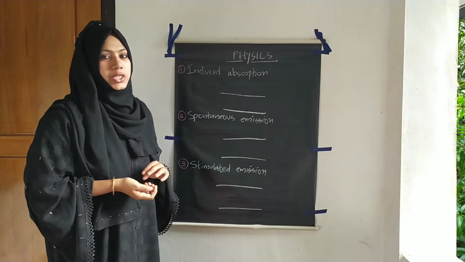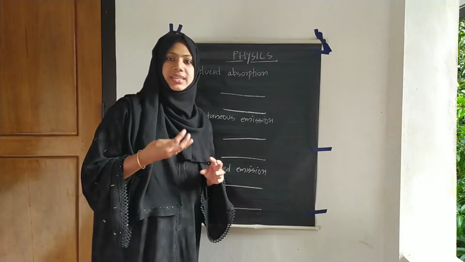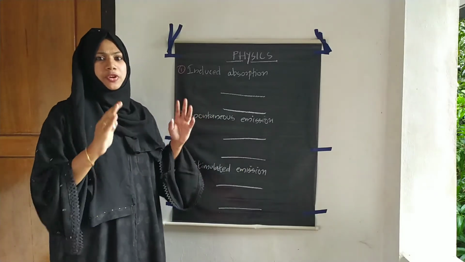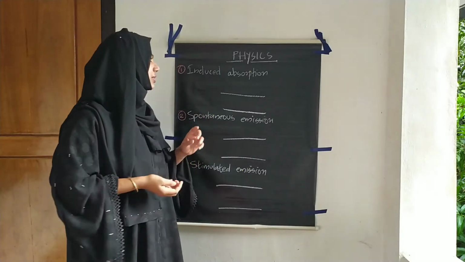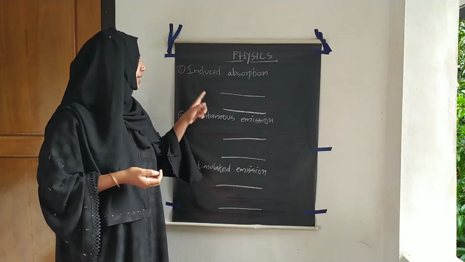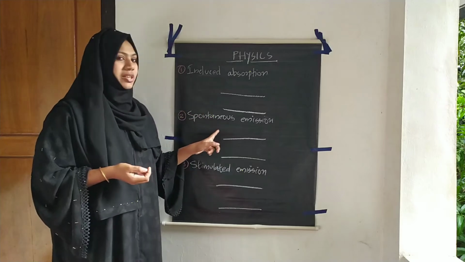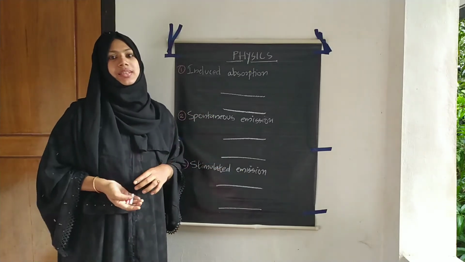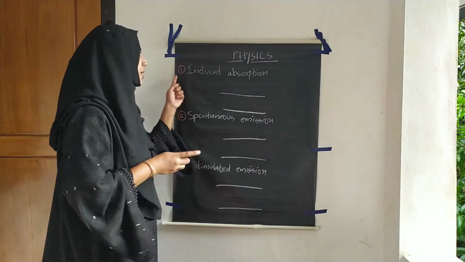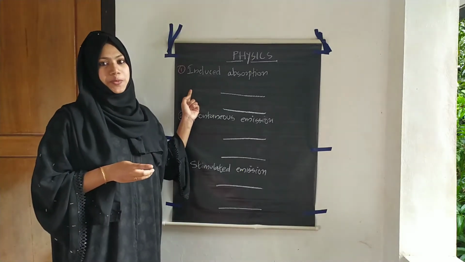Going to the types of lasers, we'll see how a laser action takes place. There is a general phenomenon in every type of laser, so we'll have to be familiar with three types of laser actions: induced absorption, spontaneous emission, and stimulated emission. So we'll see them one by one. The first one is induced absorption.